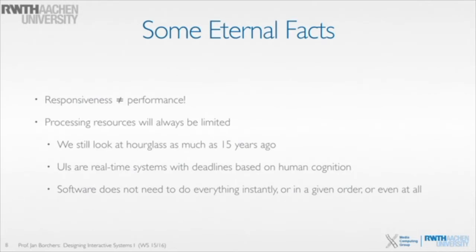As I said, UIs are real-time systems with hard deadlines based on human cognition. And when I say human cognition, what am I referring to? What kind of deadline do we already know for human cognition? Right, 100 milliseconds, a tenth of a second. That was the one we derived from which law? Bloch's law, right? The delay between input and immediate first response, so to say. And we're going to look at that and other deadlines on the next slide.